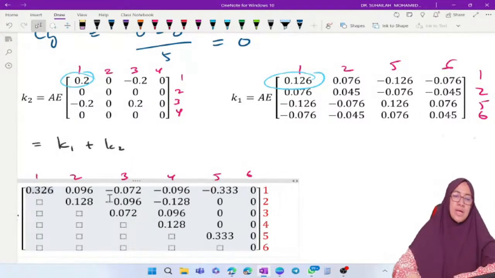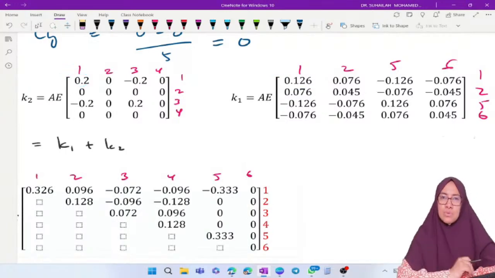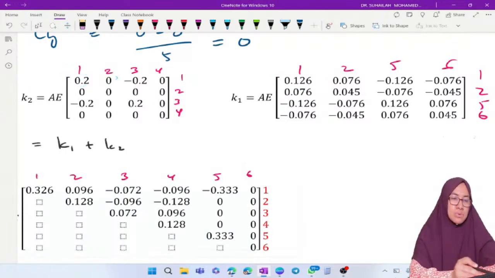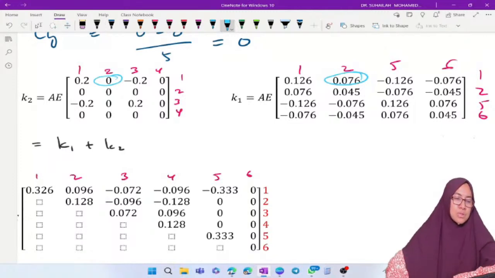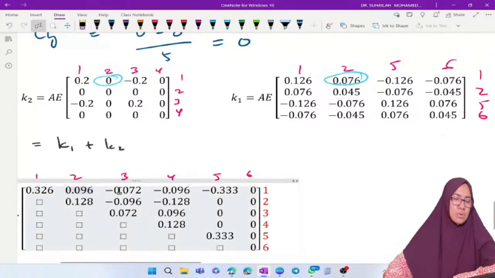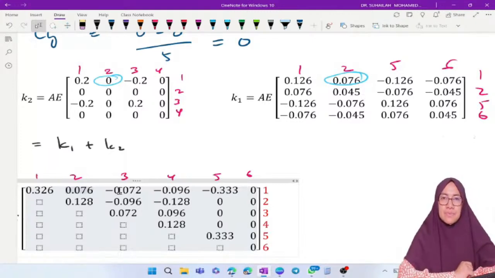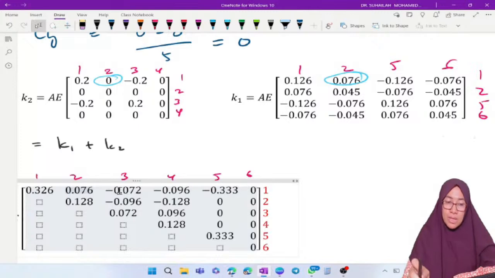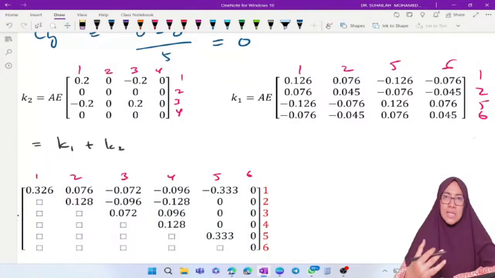Okay, next value is position 1, 2. At position 1, 2, we have 0.076 from K1 and 0 from K2. So at position 1, 2, it is 0.076. Okay, next value is 1, 3.